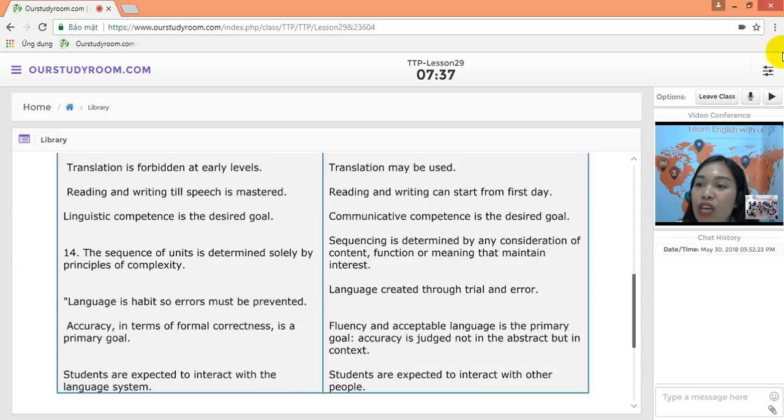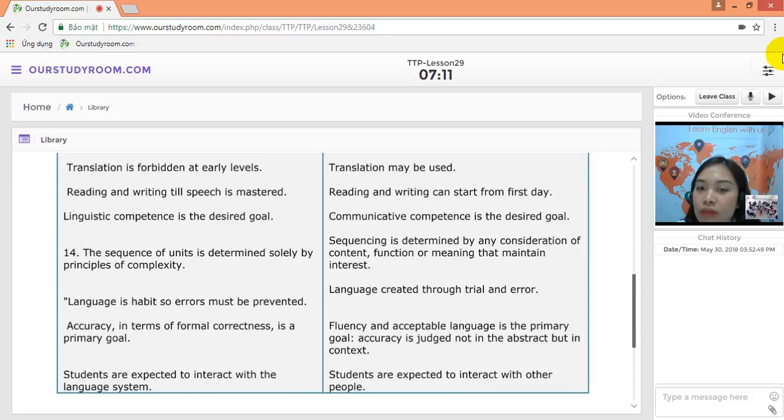Or not allowed, okay? So in audiolingual, language one is forbidden or not allowed, while in communicative, judicious use of L1 or language one is accepted. It's okay. It's allowed in communicative. Okay? Next, please read teacher Sun.